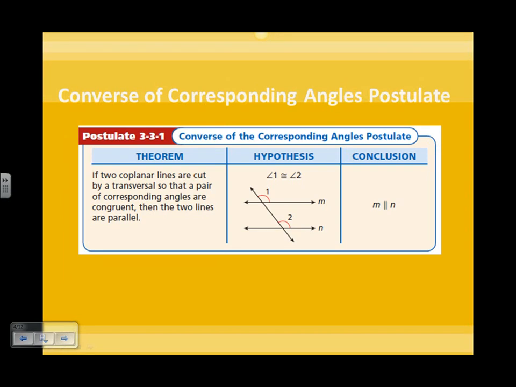So here you can see the converse. It says if two coplanar lines are cut by a transversal so that a pair of corresponding angles are congruent, then the two lines are parallel. So it says the complete converse of what we learned yesterday with the corresponding angles postulate. The thing that you're given is that the angles are congruent, and the thing that you know as a result is that the lines are parallel. Whereas yesterday, the thing that we knew was that the lines are parallel, and then we could say that the angles were congruent.